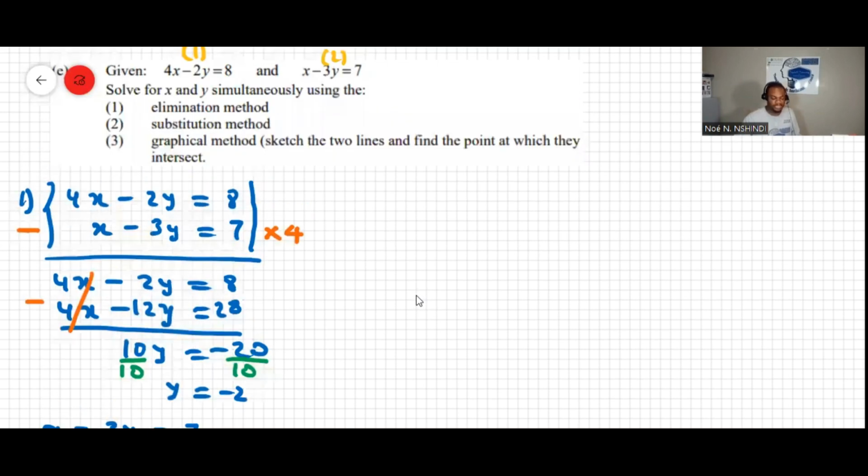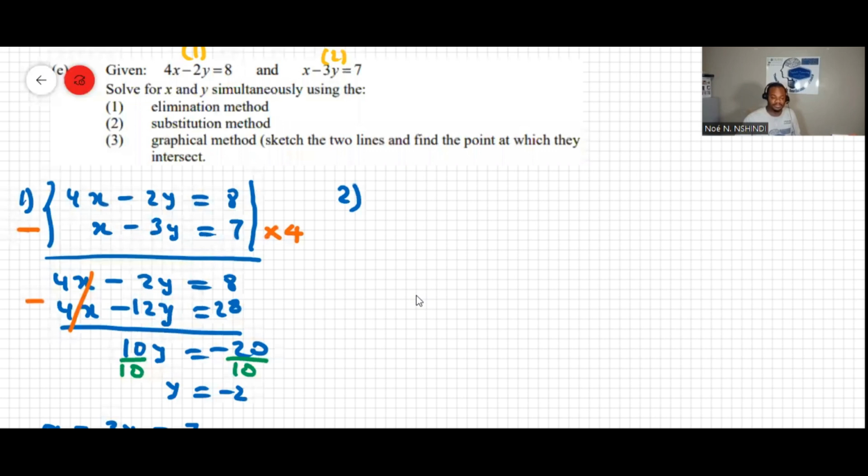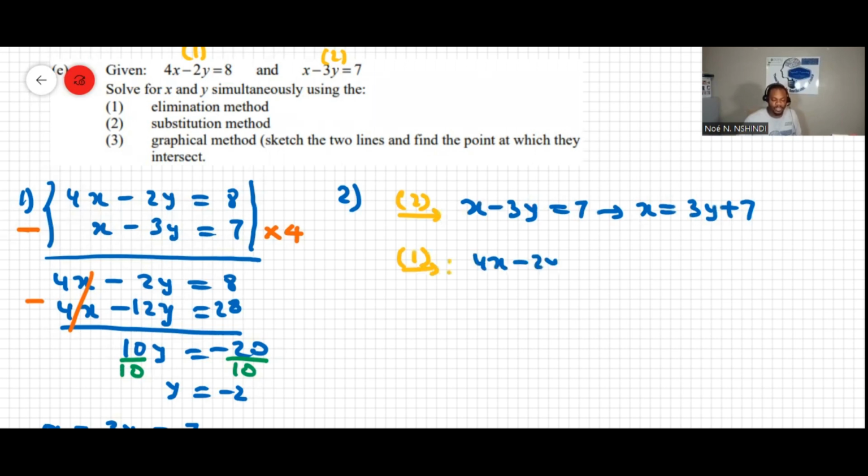So that's the first method. The second method here is the substitution method. In the substitution method, I'll look at equation 2 because I think it's easier to make x the subject of the formula. So x minus 3y equals 7. I can move the negative 3y over. That makes x equal to 3y plus 7. Then we can sub in the value of x in equation 1, which was given by 4x minus 2y equals 8.